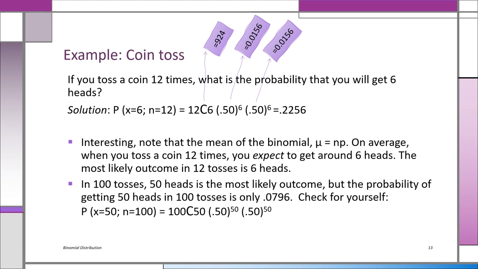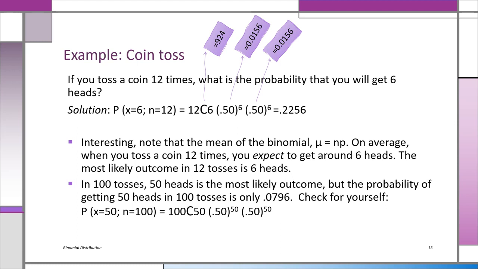That's the most likely outcome. But let's see what the probability turns out to be. Many people think it's 50%. It's not. It's the highest probability, 6 heads, but it's not 50%. The probability of getting 6 heads in 12 tosses will not be 50%.